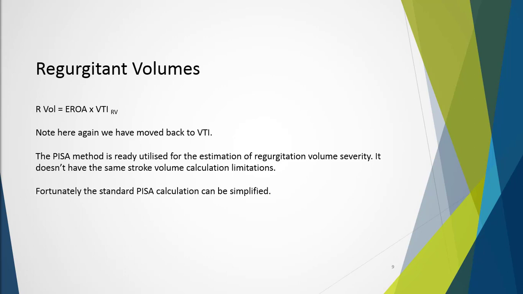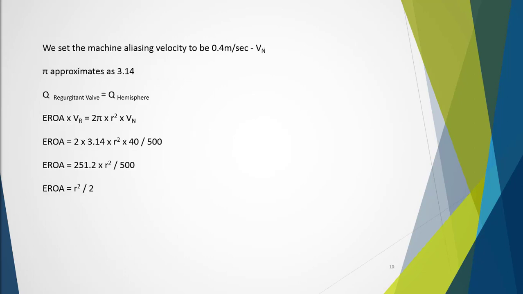Fortunately, the standard PISA can also be simplified. Not only is this a time-saving process, but it is useful in instances where the regurgitant jet is eccentric, imaging is suboptimal, or the sonographer is unable to obtain a jet alignment. We obtain simplified PISA by setting specific machine settings and making an assumption of MR velocity.